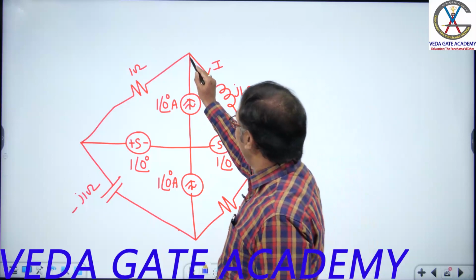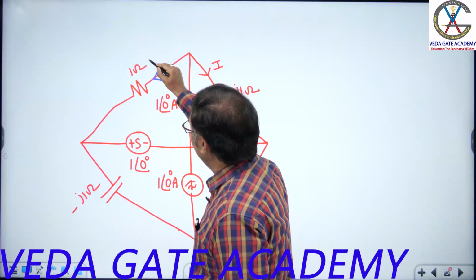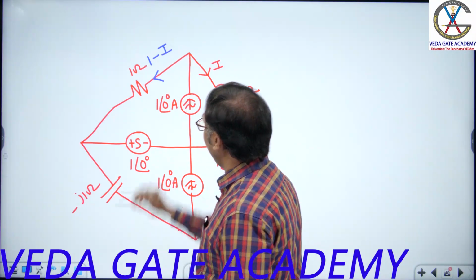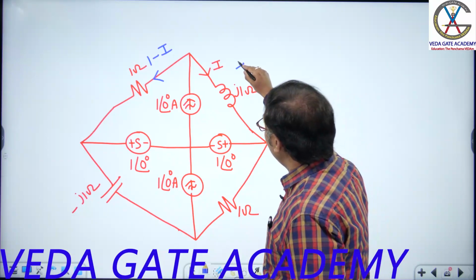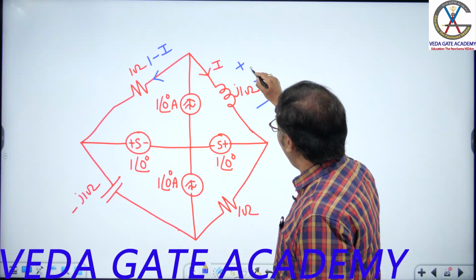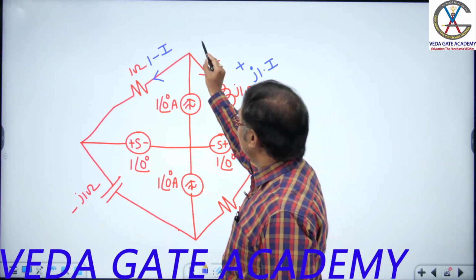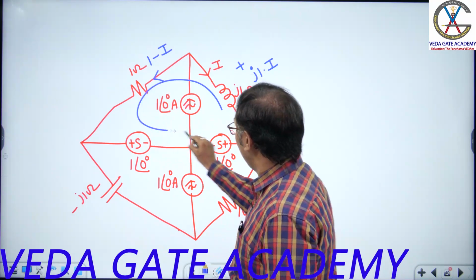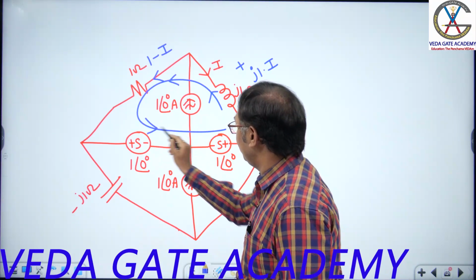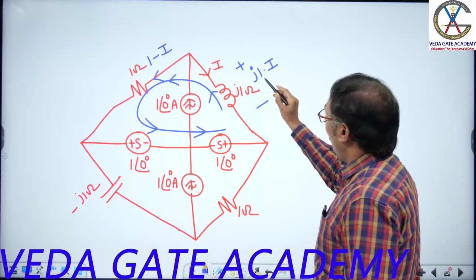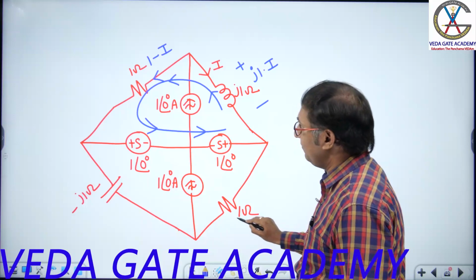1 at an angle 0 is coming like this, I is going like this. Current distribution: what will be the current here? 1 minus I. Simply, 1 at an angle 0 we can write as 1. What can be this voltage? j1 into I. Let us apply KVL in this closed path. Direction of travel: what is this voltage? j1 into I. Started positive, go to negative.